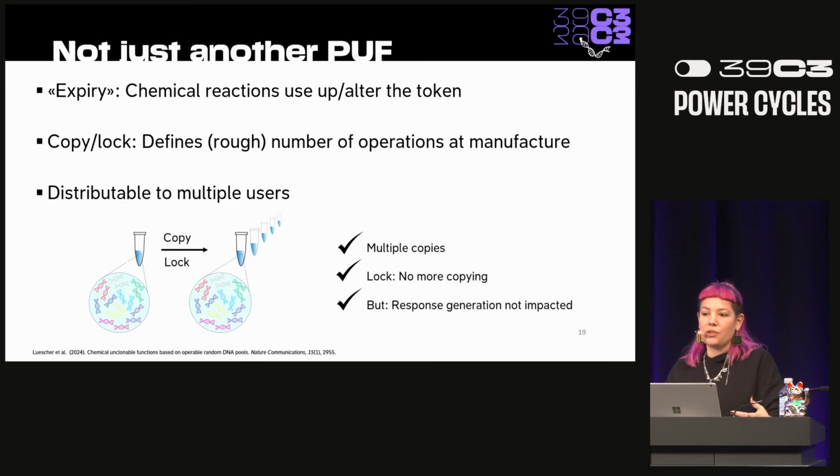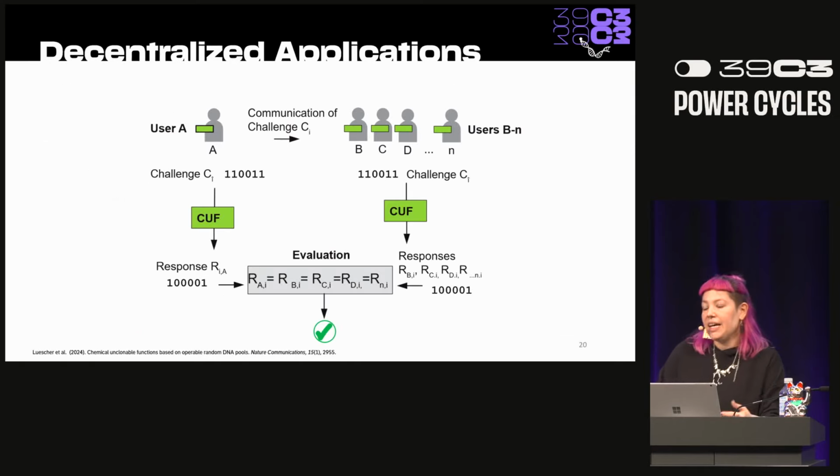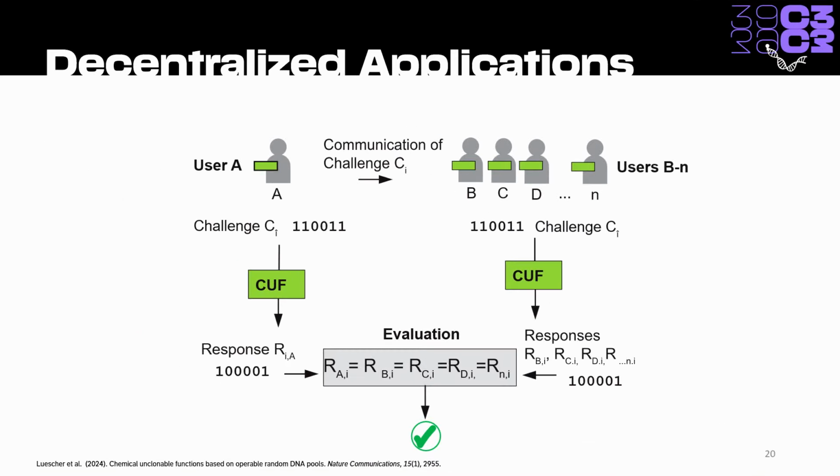We can now distribute the same random pool to multiple users and define the rough amount of operations in advance, as every operation will use up a part of the pool. And this then opens opportunities for decentralized applications which are not possible using PUFs, because they are all about having this single 3D object. And this is just one possible scenario where multiple users have the same pool available and are then able to, for example, authenticate each other or just generally generate the same key together.